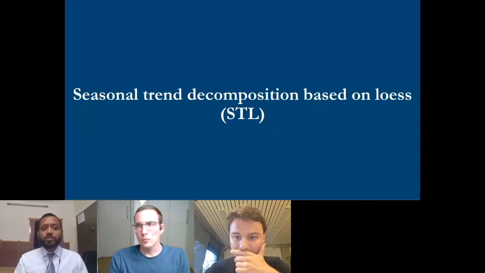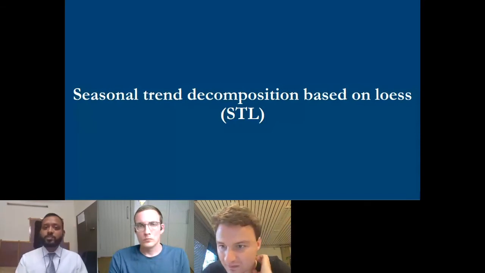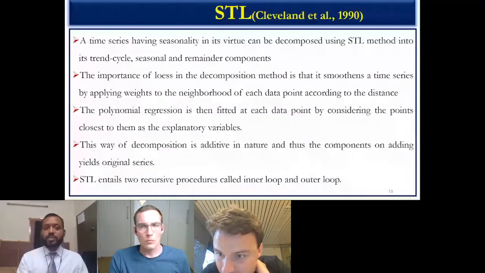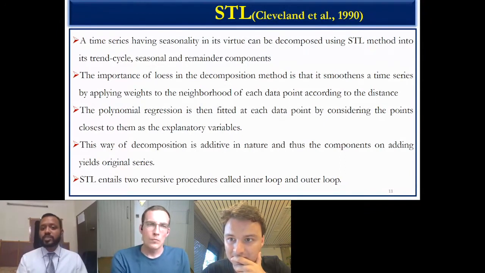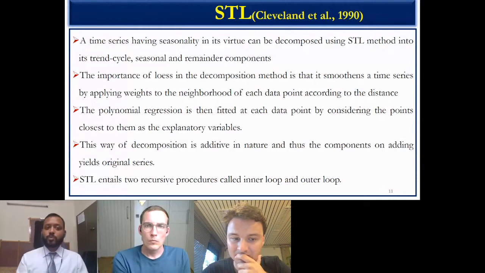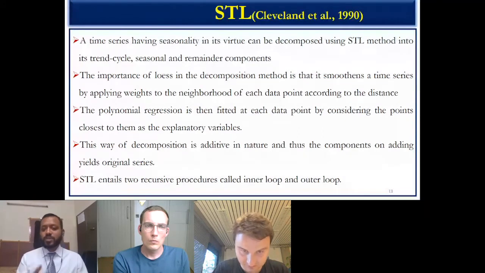So a time series having seasonality in its virtue can be decomposed by the STL method into its trend cycle, seasonal and remainder components. Thus, it gives three components: trend, seasonal, and remainder. The importance of Loess in the decomposition method is that it smoothens a time series by applying weights to the neighborhood of each data point according to the distance, and a polynomial regression is then fitted at each data point. This way of decomposition is, however, additive in nature, and after adding the components, it yields the original series.